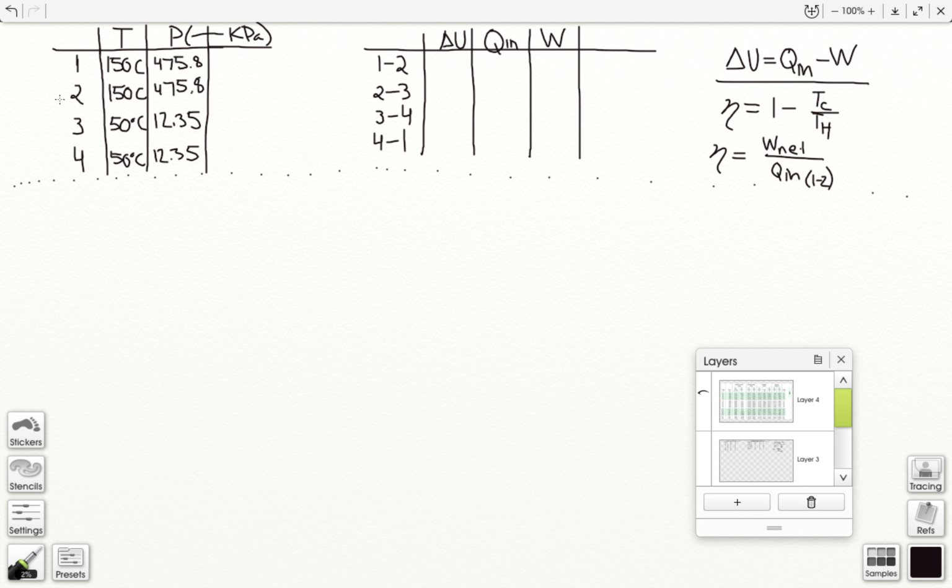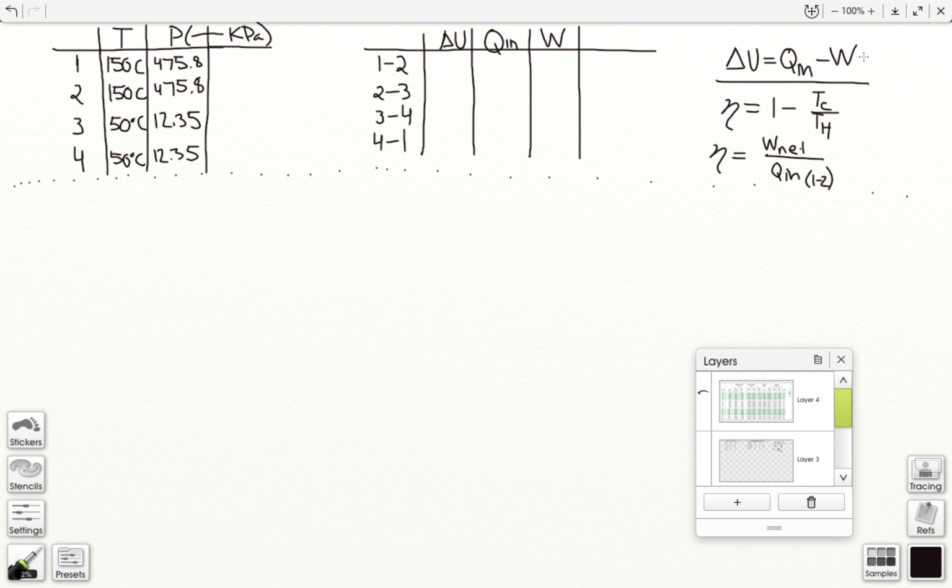So process from 1 to 2 was isothermal and 3 to 4 was isothermal. Okay, so that was most of part A, and that was mainly just looking at the saturated table for water. So now for the tricky part. In part B, we're going to be calculating the change in internal energy, the Q in, and the work for each of these 4 processes.